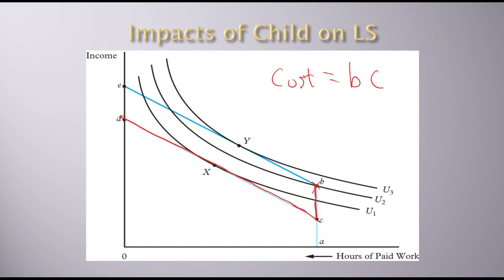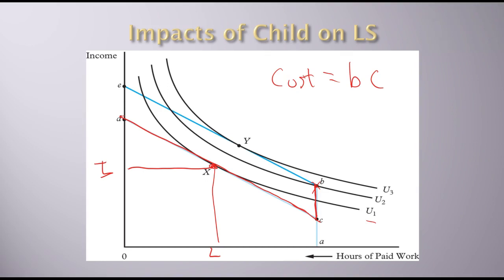So what does that mean then? Well, that means that if you look at the utility, the preferences of the worker, that worker is going to choose this U1 here, be at point X, and choose some L hours of labor and have some I hours of income.